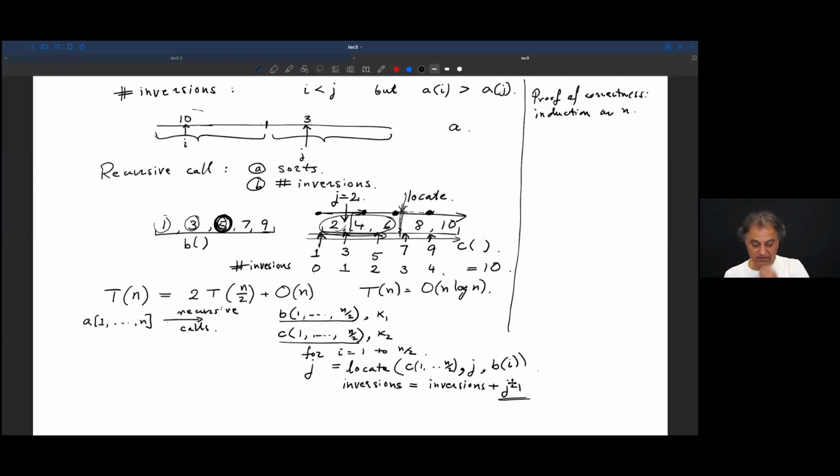Right. Okay. So when it's located at that location, all the other elements on the left are bigger than the one at the locate. Is that why there's an inversion?